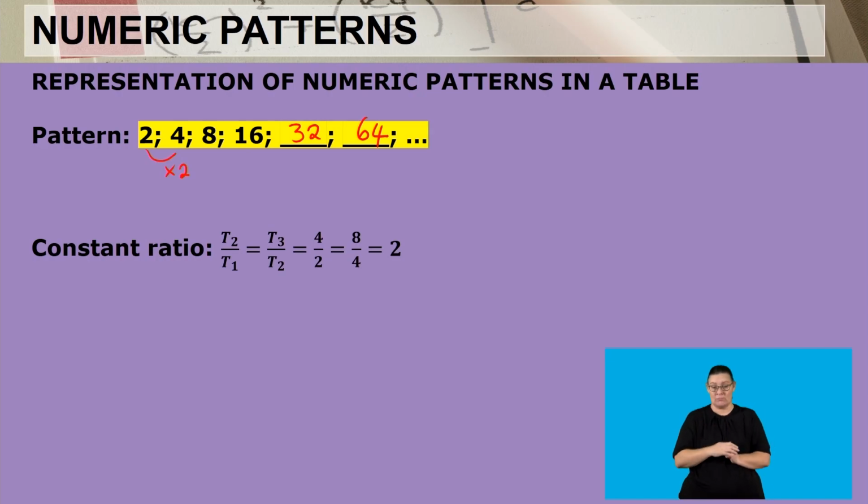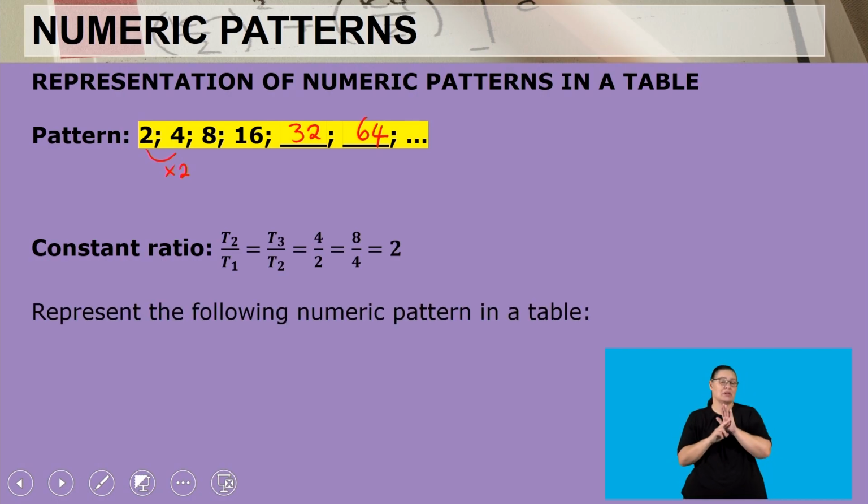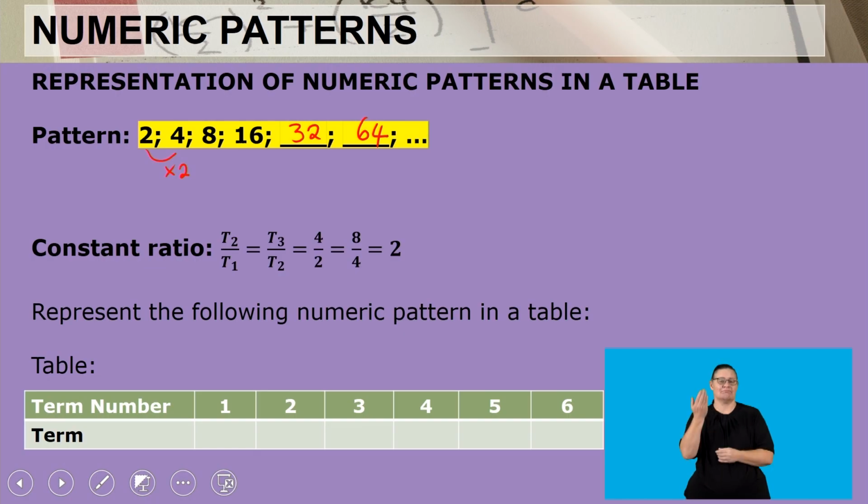Now remember, we were working with the constant difference because we were adding and subtracting, but now we are multiplying. That means we are working with the constant ratio. So we are multiplying and dividing. So let us represent this numeric pattern in a table, just like we did with the other patterns.